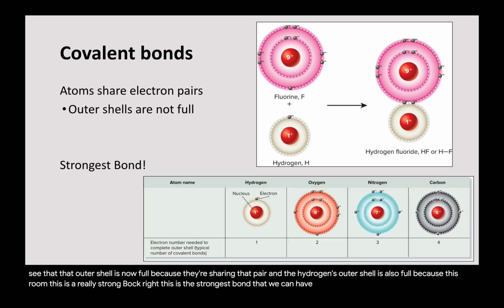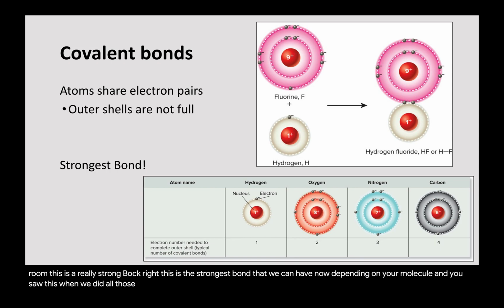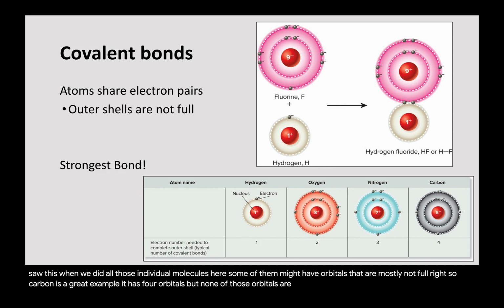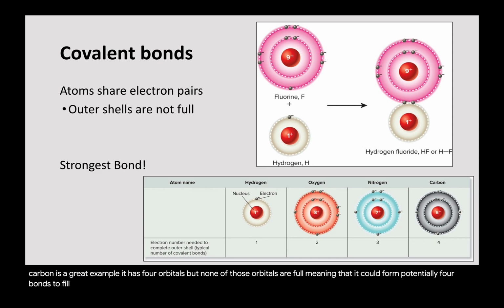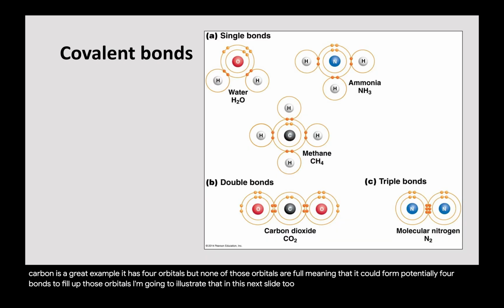Now, depending on your molecule, and you saw this when we did all those individual molecules, some of them might have orbitals that are mostly not full, right? So carbon's a great example. It has 4 orbitals, but none of those orbitals are full, meaning that it could potentially form 4 bonds to fill up those orbitals. All right? I'm going to illustrate that in this next slide too.